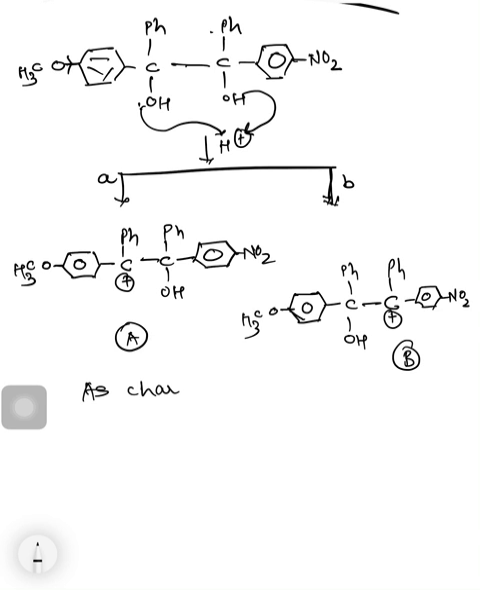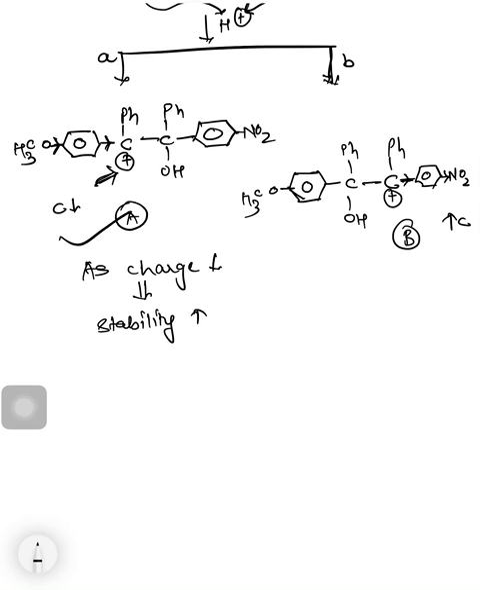We know that as the charge decreases, the stability of the intermediate will increase. So here there is a positive charge, and the positive charge will decrease when there is an electron releasing group. This electron releasing group will have an inductive effect on the neighboring carbon and it will neutralize the positive charge. While in carbocation B, NO2 is an electron withdrawing group, so it will try to withdraw electrons from the adjacent carbon atom. Here the charge will increase. In this carbocation, the charge will decrease. So the stability of A is more as compared to B, and therefore A will be formed and not B.